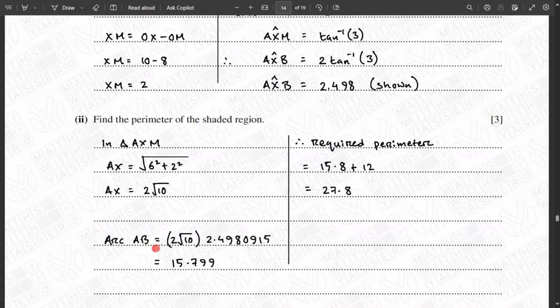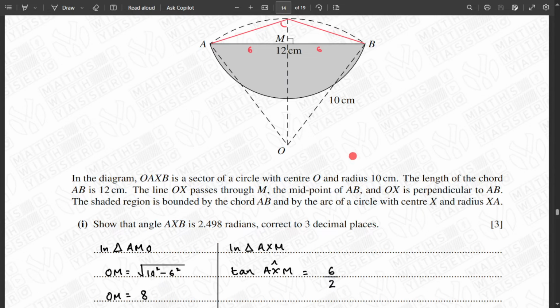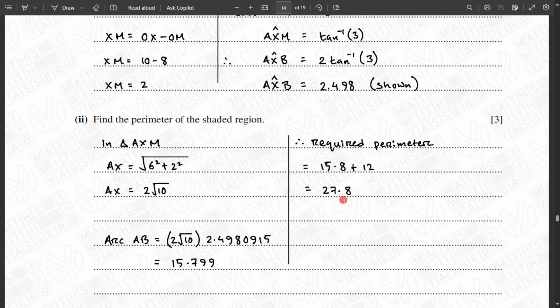Therefore, arc AB will be r theta, where r is the radius. So the radius AX is 2 root 10, and theta in radians we just found is 2.4980915. So that will give us 15.799. So the required perimeter should be the arc, which is this 15.8, plus the 12, which is this. And that will give you 27.8.